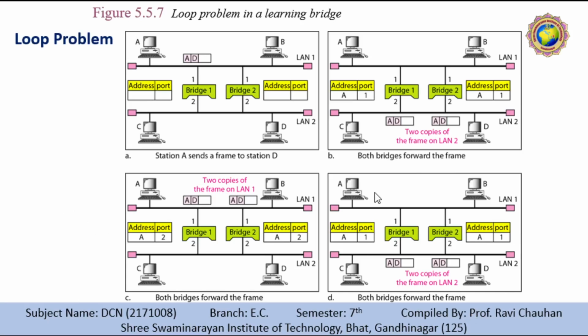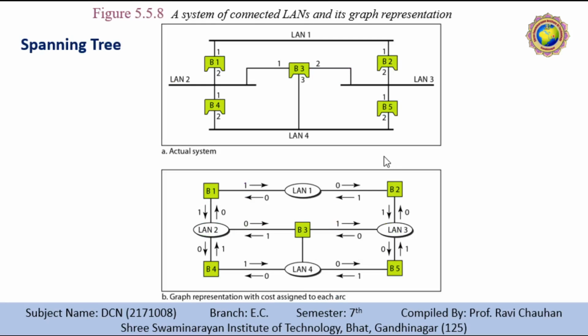To solve the looping problem, the IEEE specification requires that bridges use the spanning tree algorithm to create a loopless topology. So what is a spanning tree algorithm? A spanning tree is a graph in which there is no loop. In a bridged LAN, this means creating a topology in which each LAN can be reached from any other LAN through one path only, meaning no loop.